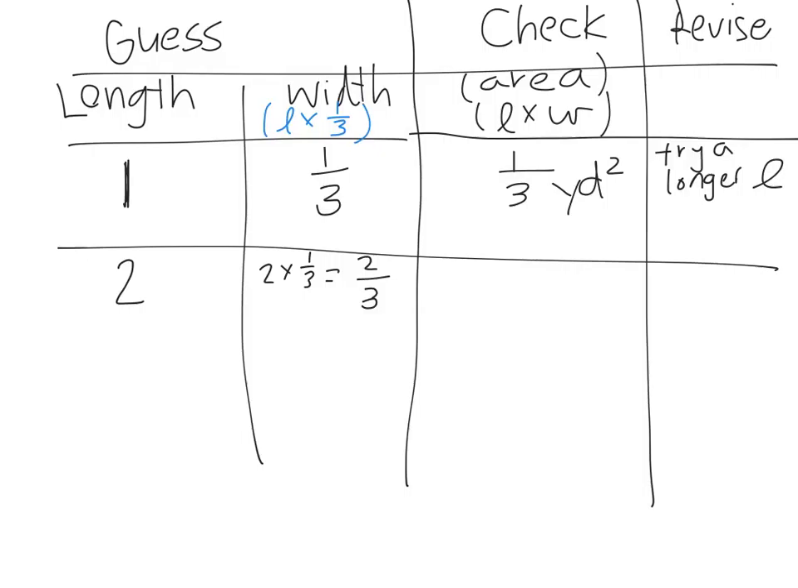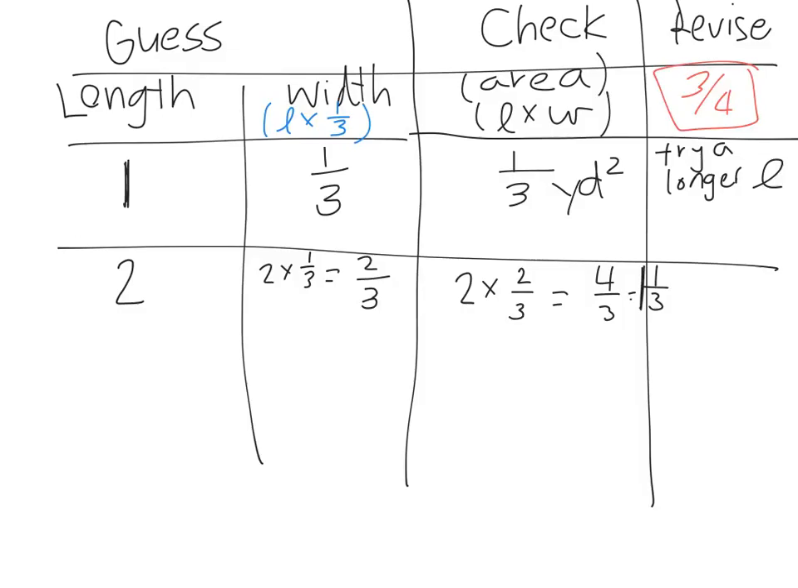How could I find the area? Soham? I would do length times width, or 2 times 2/3, which is what? 4/3 or 1 1/3, right? So let's think about that. What do we want our final area to be? We want it to be 3/4. That's our goal. So is 1 1/3, is that too big, too small, or just right?